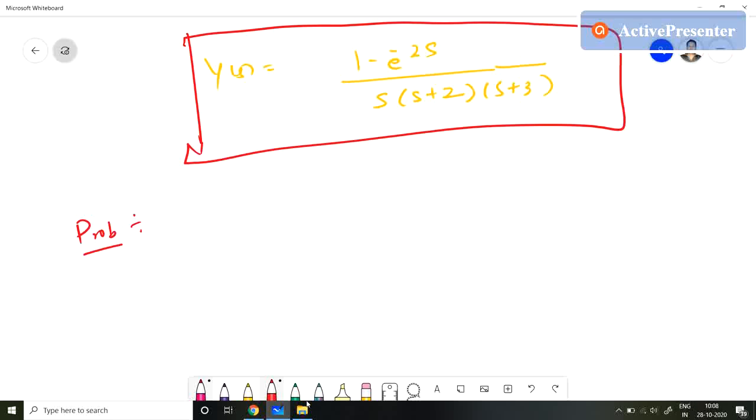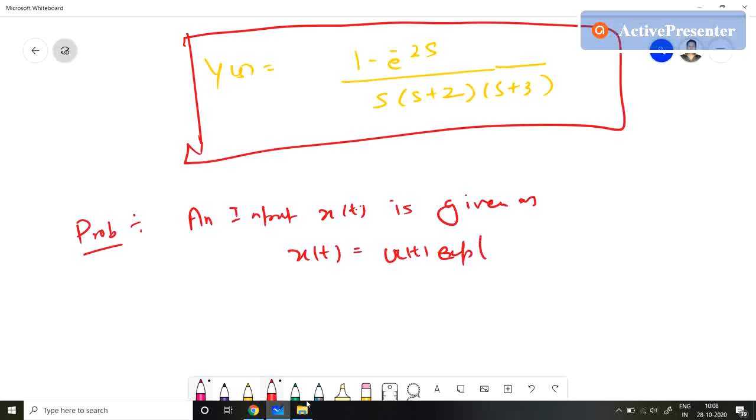So let us do another problem, and the problem is an input x(t) is given. An input x(t) is given as x(t) = e^(-2t)u(t) + δ(t - 6). So this is x(t), that is the input.